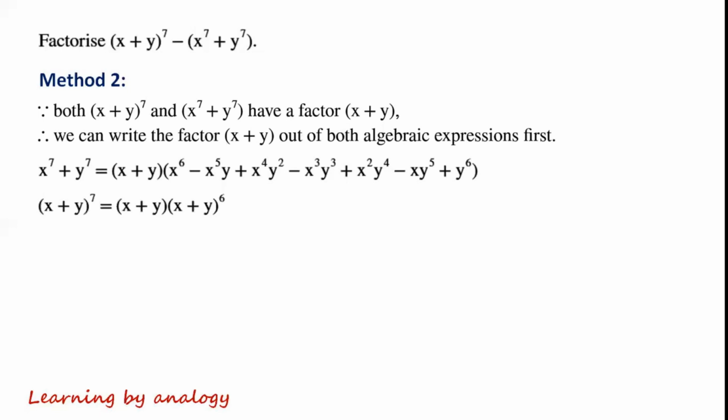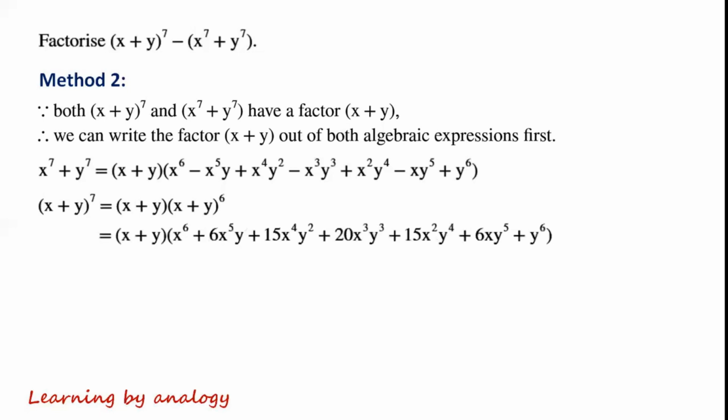X plus y all to the power of 7 equals x plus y times x plus y all to the power of 6, equals x plus y times x to the power of 6 plus 6x to the power of 5y plus 15 x to the power of 4y squared plus 20 x cubed y cubed plus 15 x squared y to the power of 4 plus 6x y to the power of 5 plus y to the power of 6.